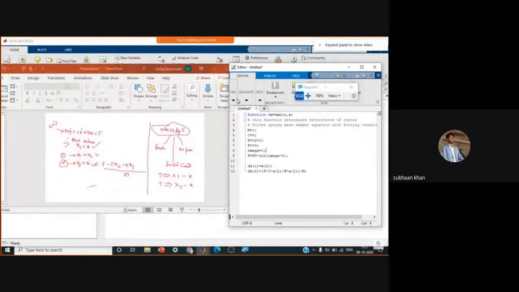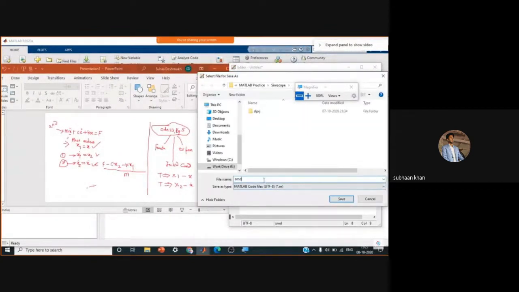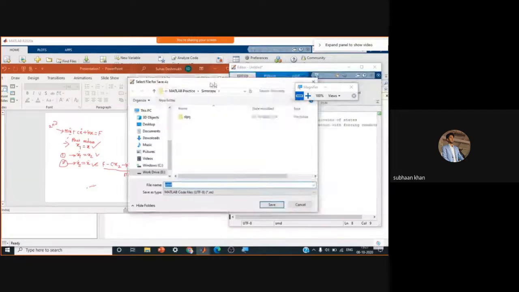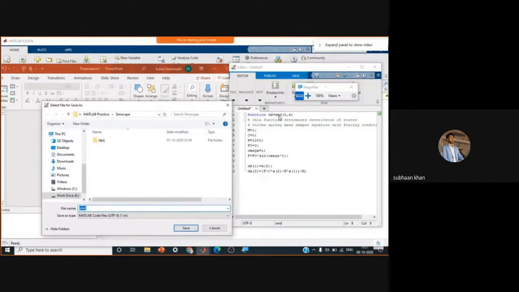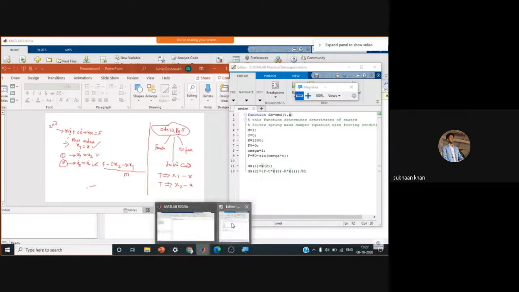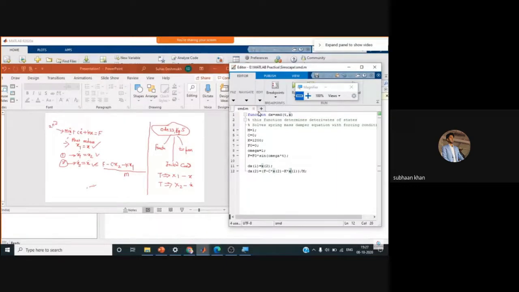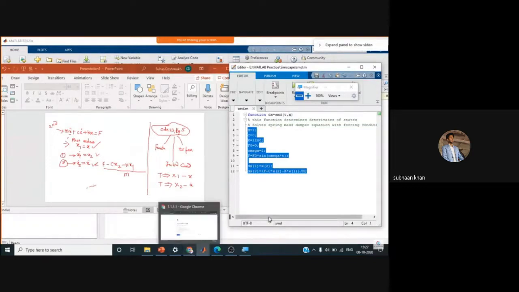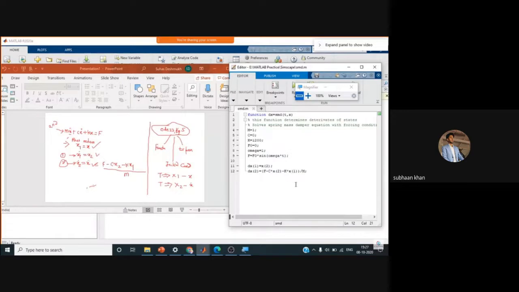After creating a function, what is to be done? You need to save that function. It will be saved with the same name as we have given here. After doing this, we can now come back to MATLAB, another program. This function determines only the derivatives of your states. Ultimately, what you want is to integrate it. So that's what we are doing with the help of the ODE solvers.